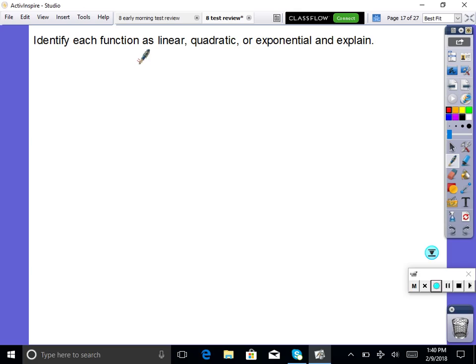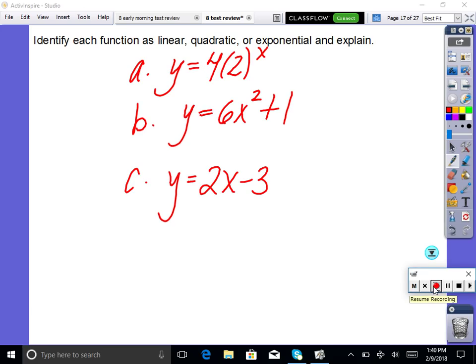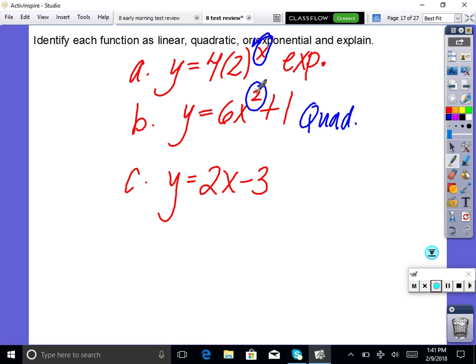Identify each function as linear, quadratic, or exponential. So A is this. We would say this is exponential. So why? Well, what makes something an exponential function? The only time we have an exponential function is if x is up in the exponent, and it is. So this one is quadratic, obviously, because it's degree 2. Then this one is linear, obviously, because it's degree 1. So that's your explanation.